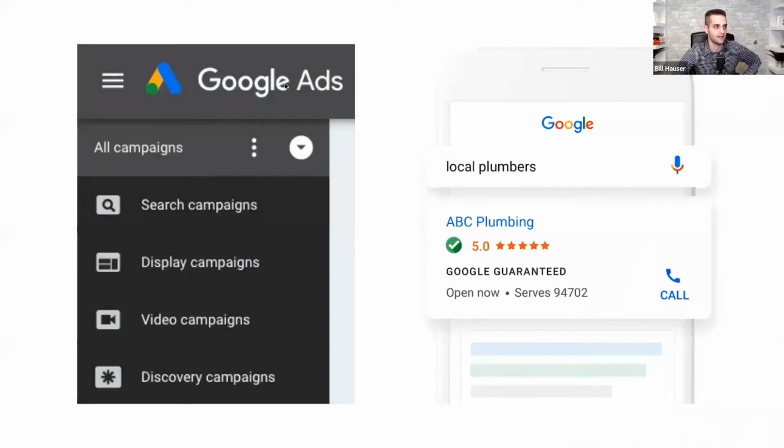And like I said, this is a screenshot of what it looks like within the Google Ads interface. Okay, since Google owns YouTube, right here in this section where it says video campaigns, that's where you would control your YouTube ads campaigns, all from this one simple dashboard. Okay, and this is an example of your local services ad.